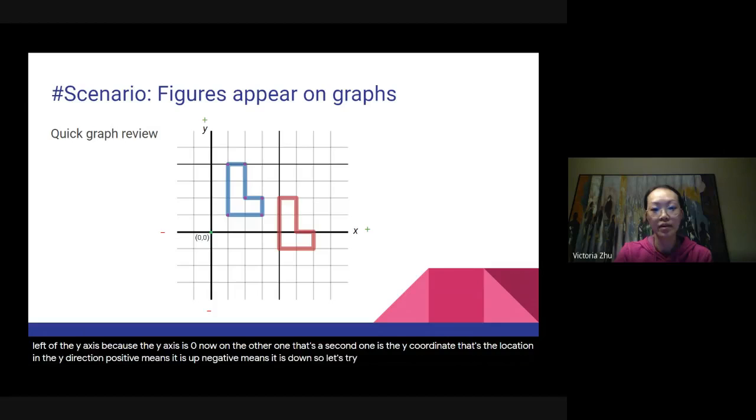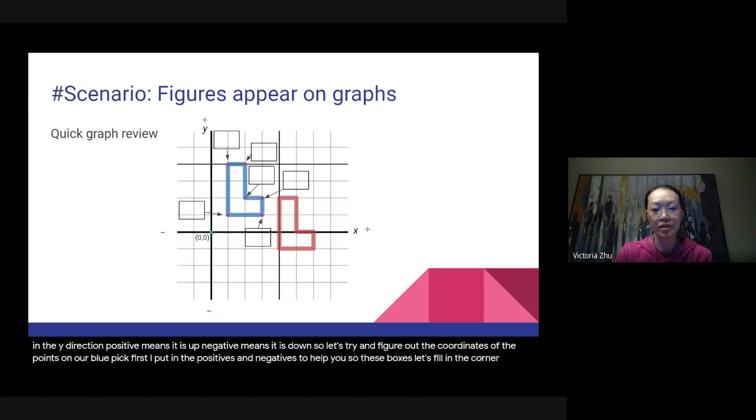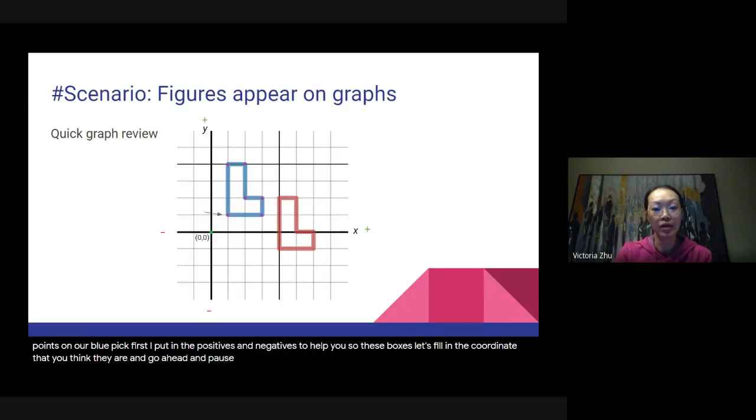So let's try and figure out the coordinates to some of the points on our blue figure first. I put in the positives and negatives to help you. So in these boxes, let's fill in the coordinates that you think they are. And go ahead and pause. Let's go one by one. This point right here, since it's positive 1 to the right side and it's going up 1, the coordinate is going to be 1, 1.